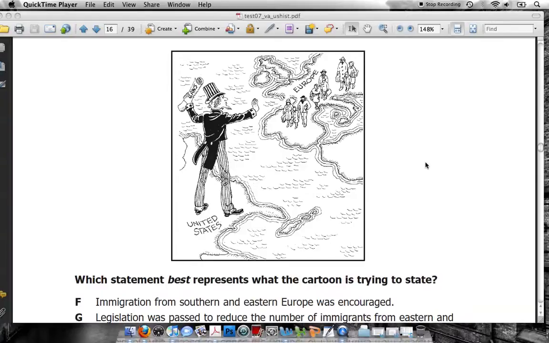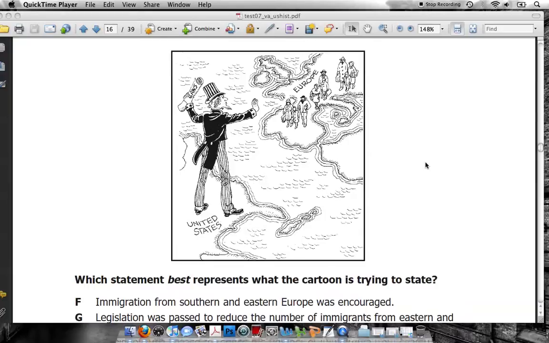Okay, our next type of question is a political cartoon. You have seen lots and lots of political cartoons from Ms. Spencer and I this semester. Well, let's see here. The first thing when you get this cartoon question is going to be to look at the cartoon and ask, what do I see?